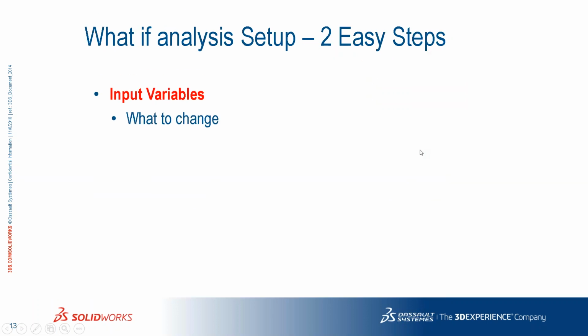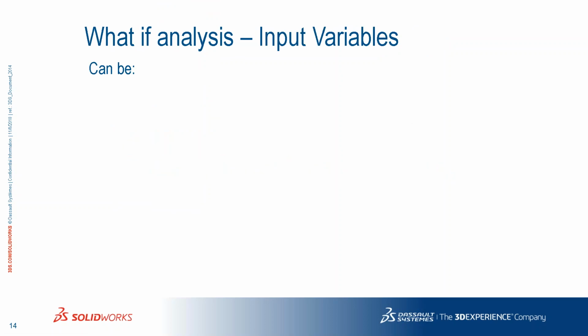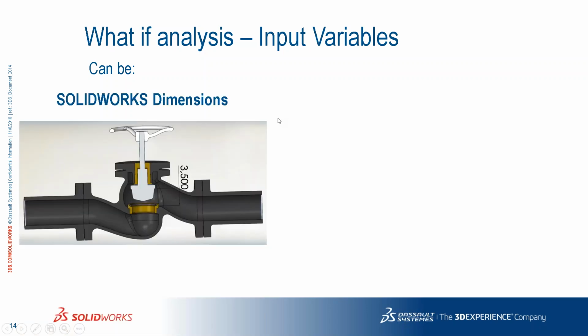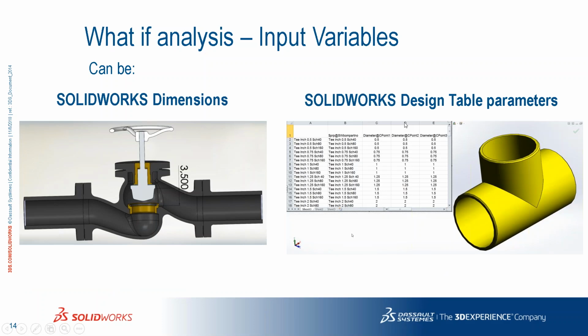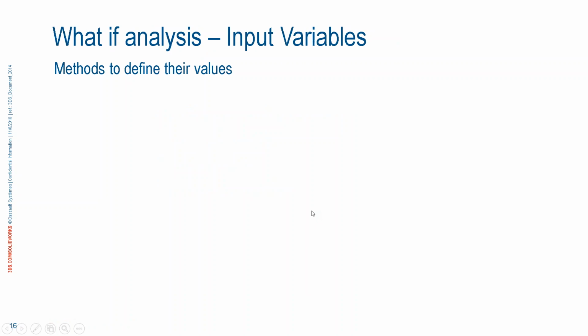So how do you run a what if study? The first step is defining the input variable, so what you want to change. The second step is defining the output parameter, so the result you want to monitor. For the input variables, you can change SOLIDWORKS model dimensions. You can also leverage design table parameters. And you can change boundary conditions like flow rate and pressure, but you can also modify general settings, for example, initial conditions or even mesh settings if you want to use this table to optimize your mesh.